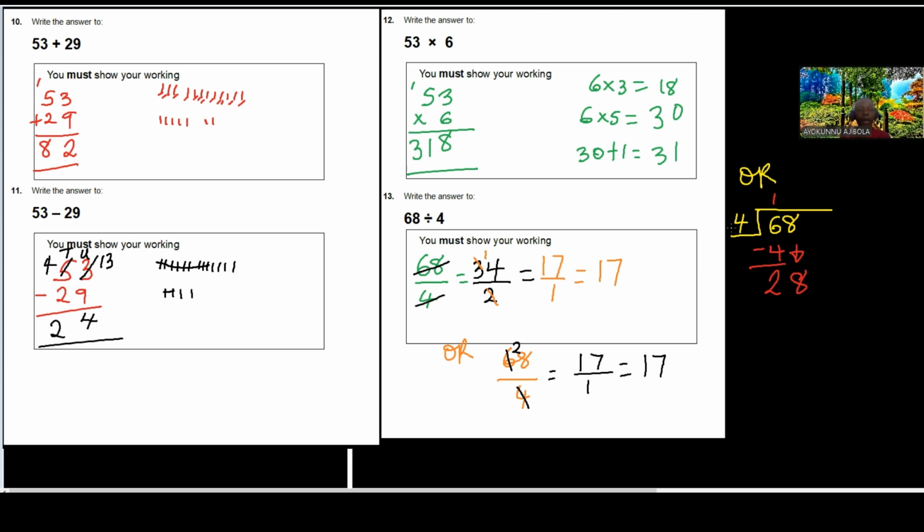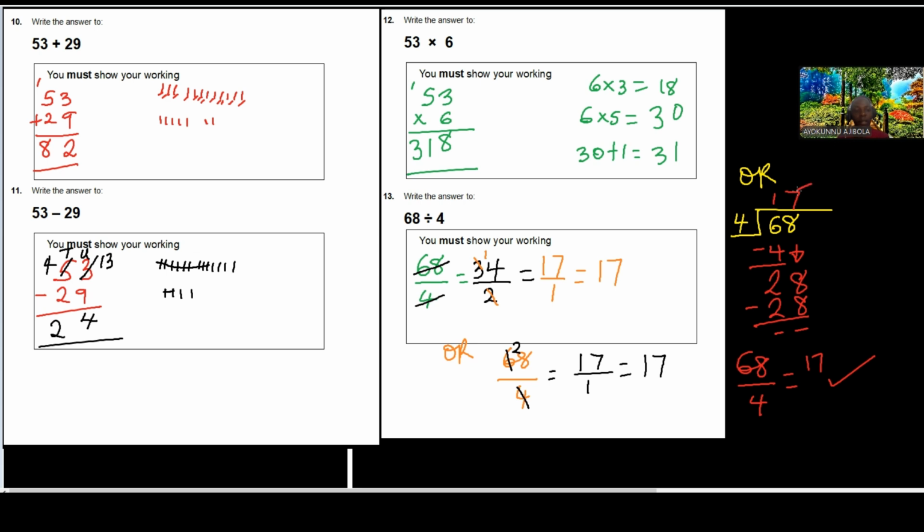So how many 4 is in 28? That's 7 because 4 times 7 is 28, okay? So what is 7 times 4? That's 28. So when you subtract, you have nothing left. Then we can say 68 divided by 4 equal to 17, remainder 0, or just 17.